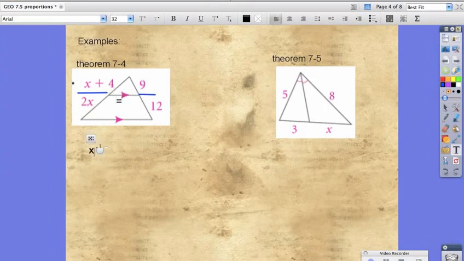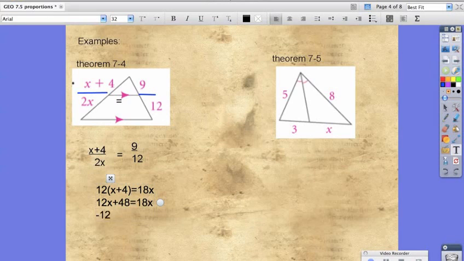So the way we do that is x plus 4 divided by 2x is equal to 9/12. And then we take the cross product. So 12 times the quantity x plus 4 equals 18x. We get 12x plus 48 equals 18x. Subtract 12x to both sides. Get 48 is equal to 6x. And x is equal to 8.